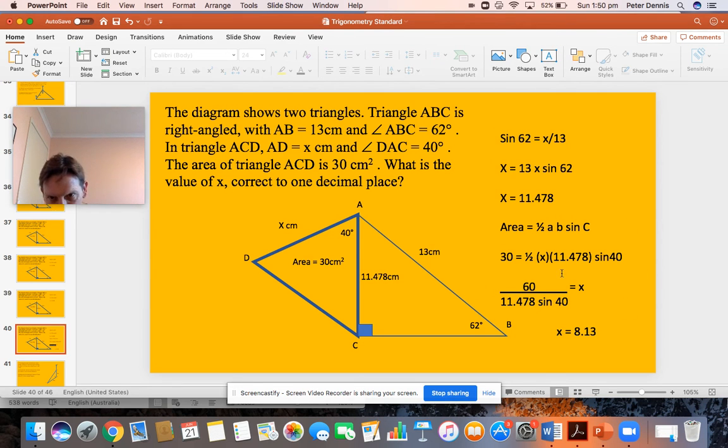Make sure you can put this into your calculator. Sometimes it's best to put all of this in brackets, but for trigonometry, you really need to be able to use your calculator really, really well.